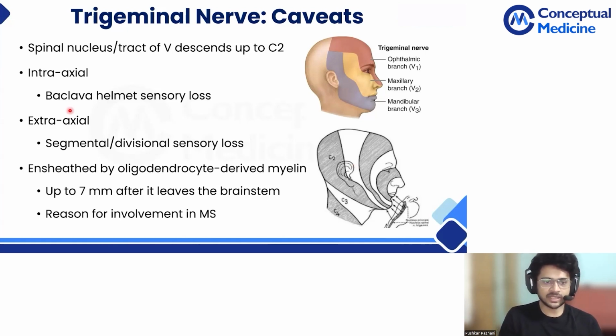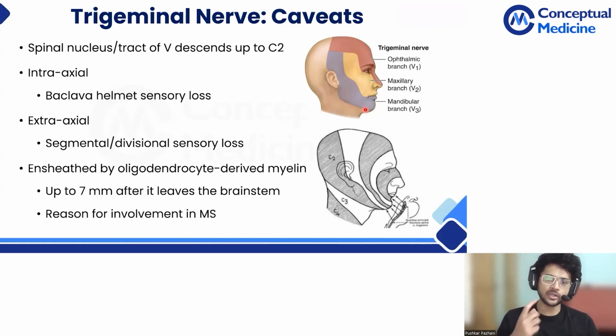However, if the trigeminal nerve is involved in an extraaxial fashion, for example, in a CP angle tumor, you're going to have a segmental or divisional sensory loss. For example, loss over the V1 segment, the V2 segment, or the V3 segment, because these divisions occur after the trigeminal nerve exits the pons. So segmental sensory loss is for extraaxial pathologies, for example, a CP angle tumor, and onion peel or balaclava helmet sensory loss is for an intraaxial pathology, like a stroke, demyelination, or an intraaxial tumor.